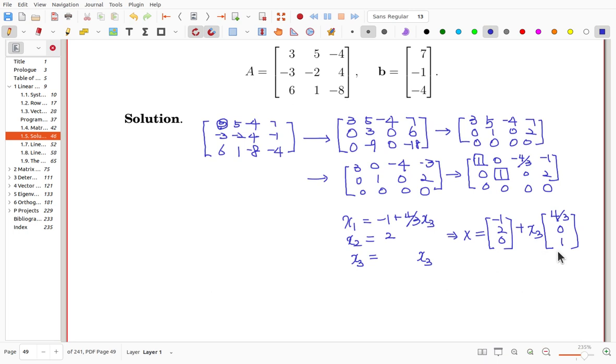So that is a line passing through this point, and from that point, the line can be drawn in the direction of the vector. If x3 is negative, then it goes in the opposite direction. So in fact, the line is a whole line. Okay, so that's the general solution.